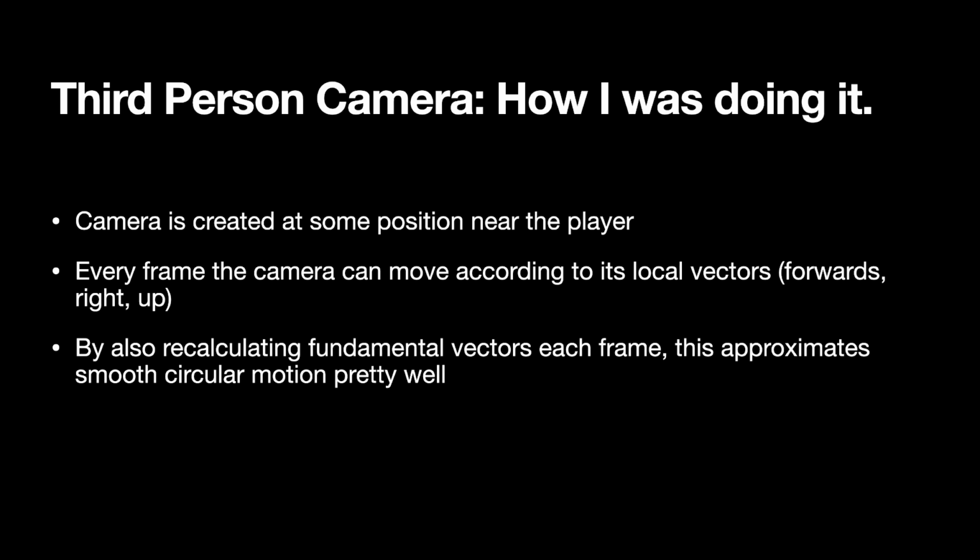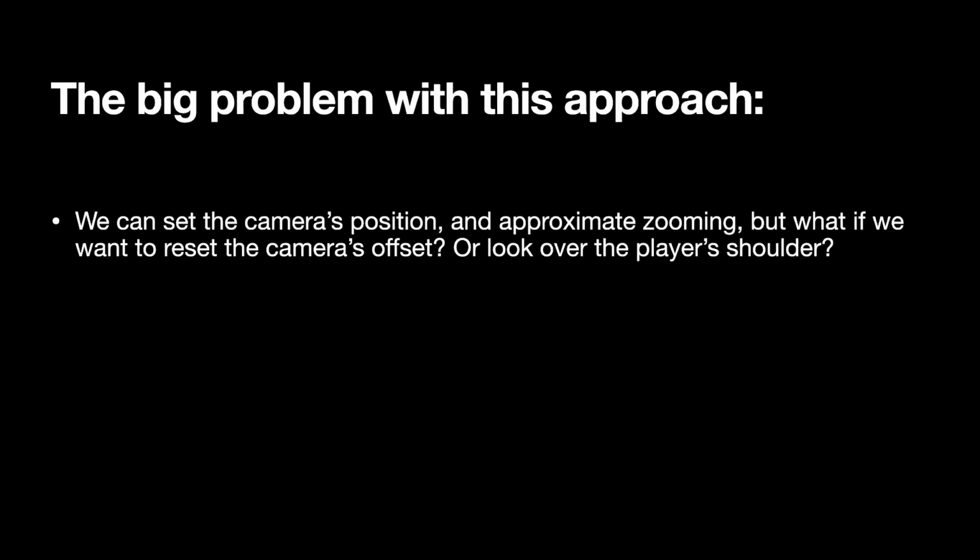And this action of moving a little bit on your right vector, but then turning around to face the player, and then moving again on your right vector continually, did a pretty good job of approximating circular motion. But there are some problems with this approach, or rather, some limitations.